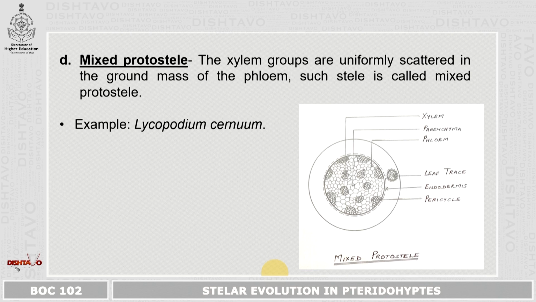The xylem groups are uniformly scattered in the ground mass of phloem, and such a stele is called mixed protostele. Unlike the previous one, here you see xylem is broken down into small bits and embedded within the phloem. So, as the term suggests, they are mixed. The xylem and the phloem are mixed together, so that's why it is called mixed protostele.